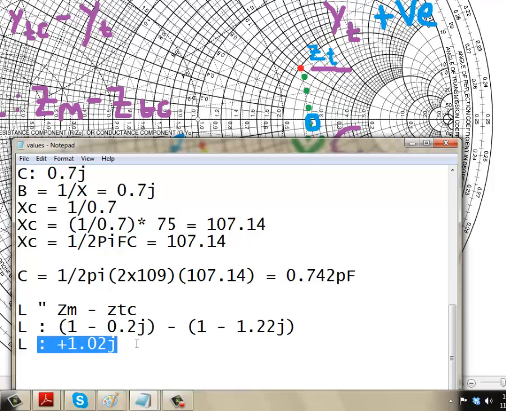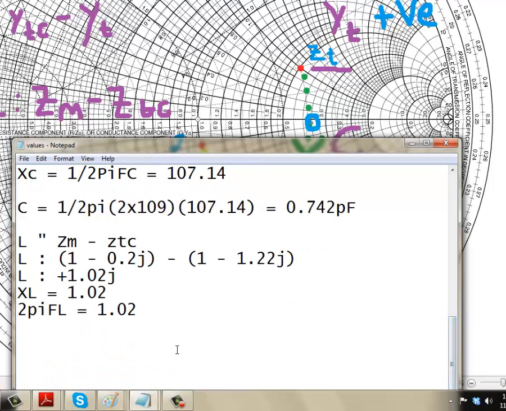It is not our inductor value, rather it is our XL. It is XL because we were working on the Z plane. In the Z plane this is XL. In the Y plane this value would be B. So we know that this is 0.2. We know that it's equal to 2 pi f L equals 1.02, and from here you can easily find L. Before proceeding further, you have to multiply this value by your normalizing factor, which was 75 in this case.